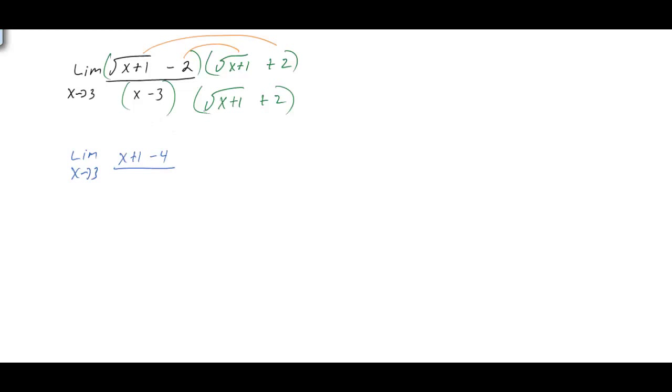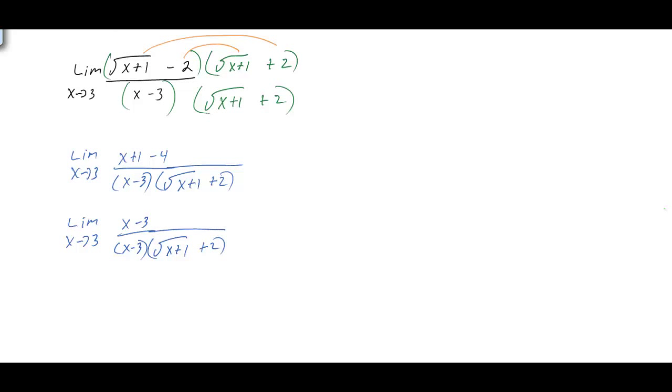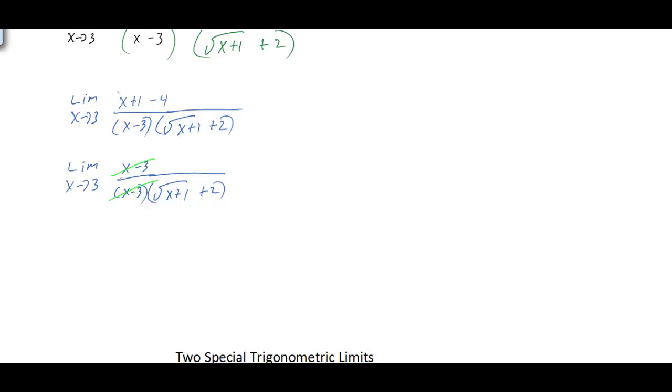And if you notice on the bottom, I'm actually not going to multiply this out. I'm going to leave this in factored form. And if we combine our like terms on the top, x plus 1 minus 4, we get x minus 3 over x minus 3 times the square root of x plus 1 plus 2. And clearly now, what did we gain by multiplying by this conjugate? We end up with the x minus 3's canceling out.